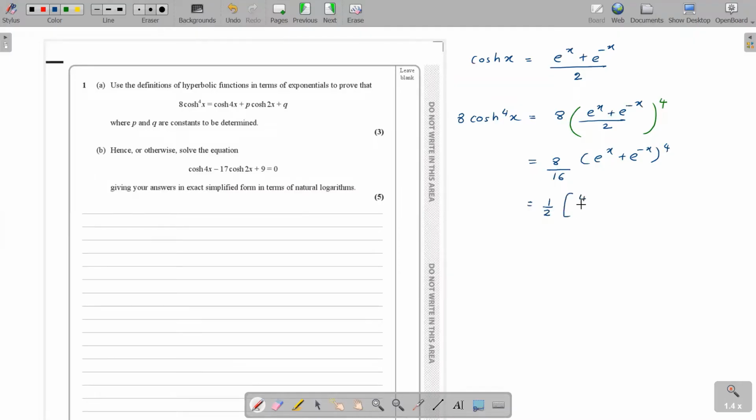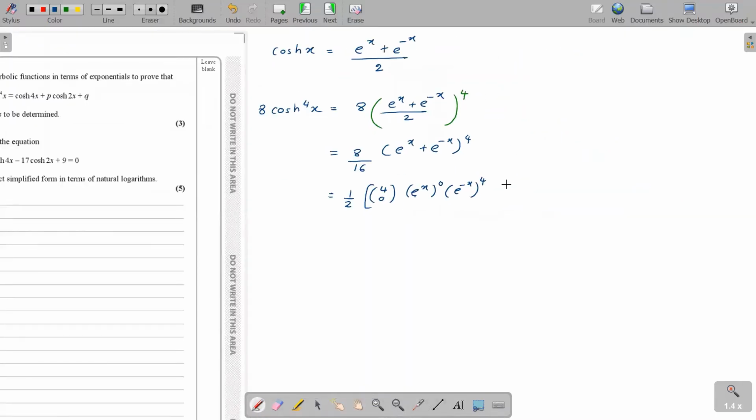So what happens here? 4C0. We can give e^x a power of 0. One number gets the power of 0, the other number gets the power of 4, so e^(-x) gets the power 4. Are you with me? Let's quickly expand. Plus 4C1. Next, e^x gets the power 1, and e^(-x) gets the power 4 minus 1, which is 3.